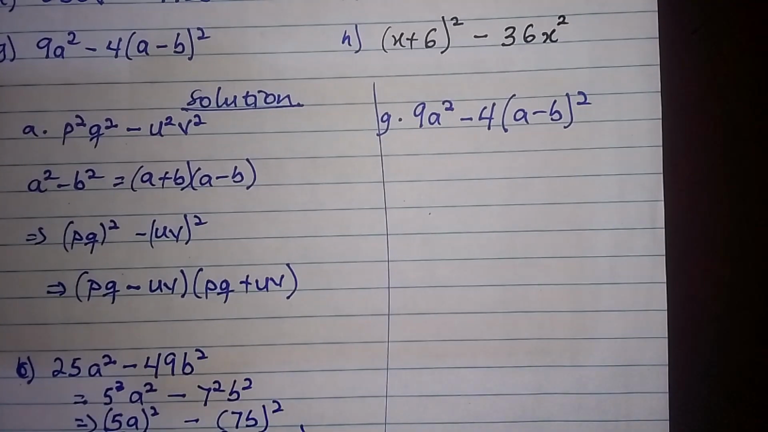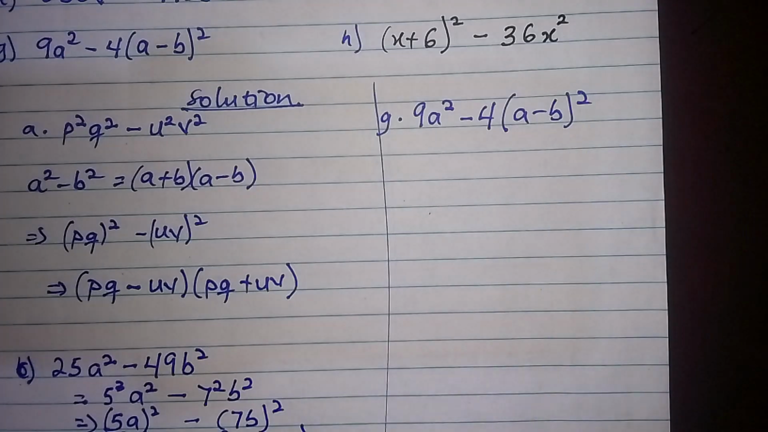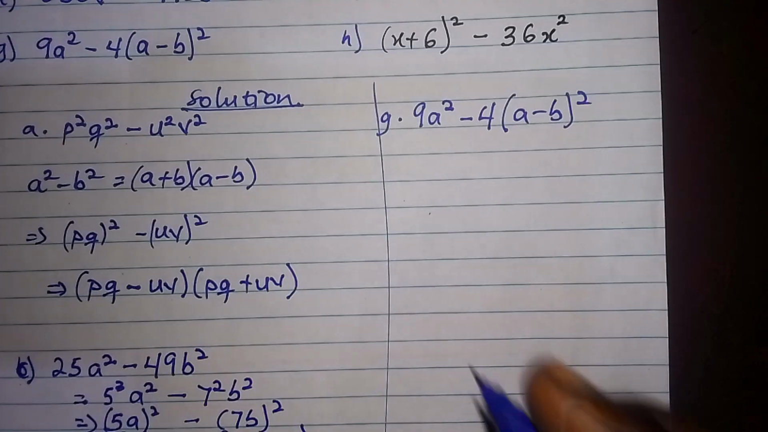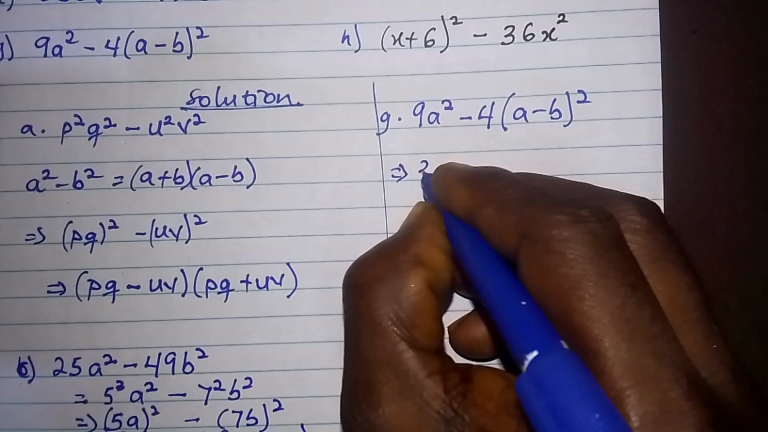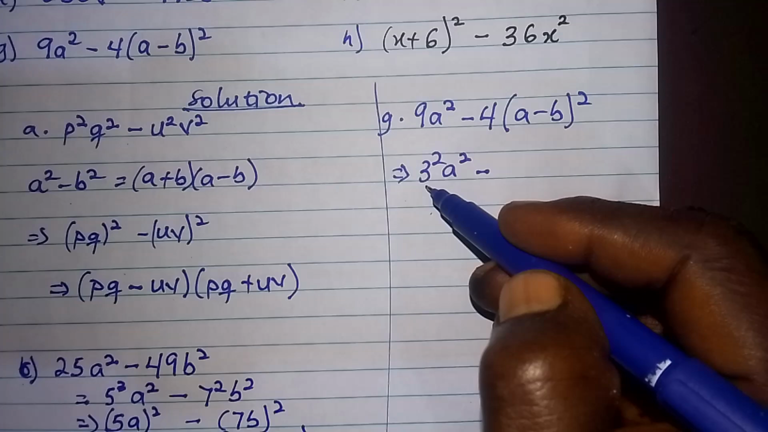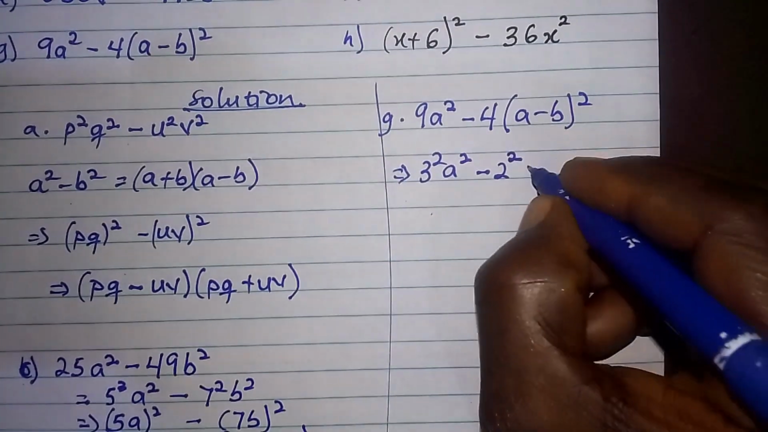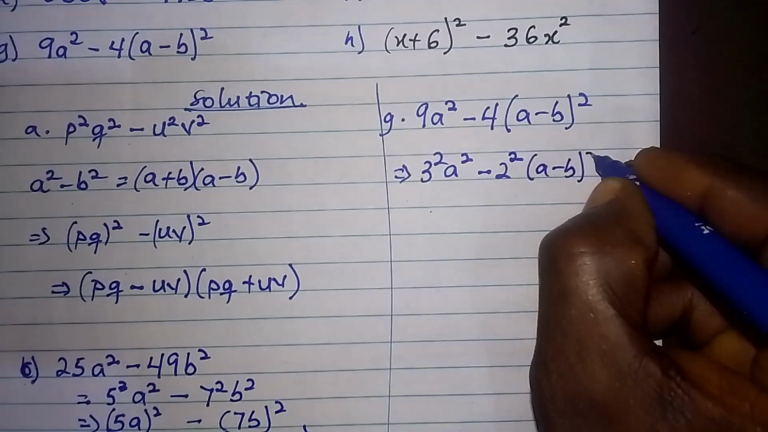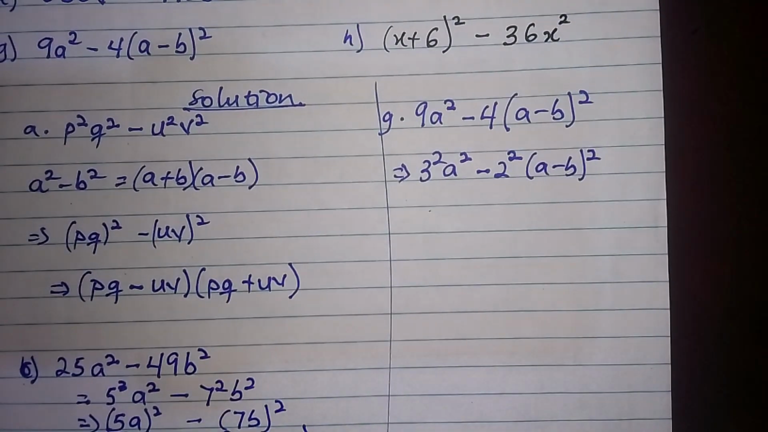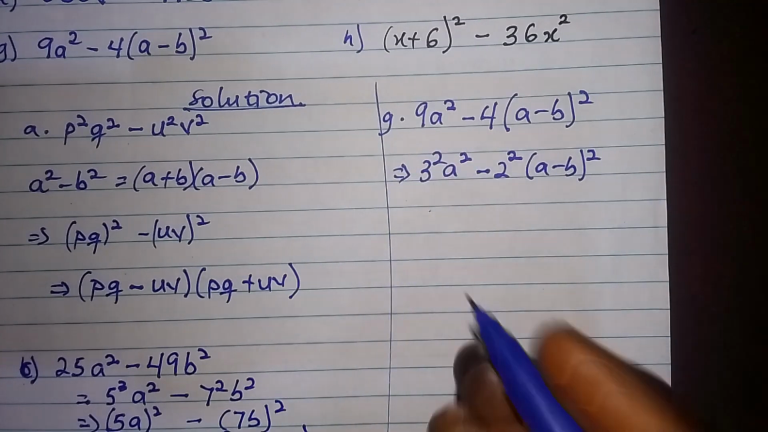From here, I have 9 a perfect square. I have 4 a perfect square. A is having a square. A minus b is considered a single term because it is in a bracket, also having a square. This can be simplified to give 3 squared a squared minus, so the 9 has been written as 3 to the power 2. Then 4 is now written as 2 to the power 2 into bracket a minus b all squared. From here, all that we have to do, consider all as a term, give it a single square.